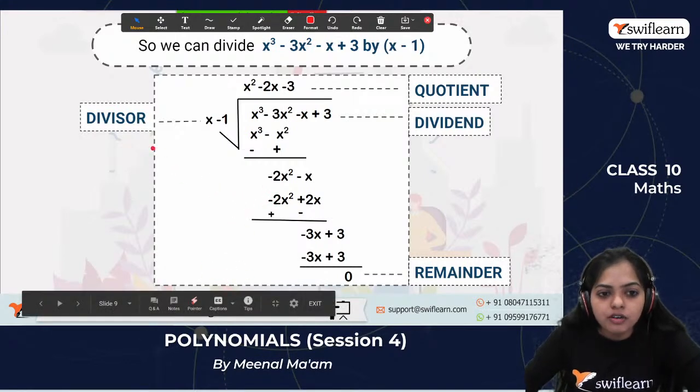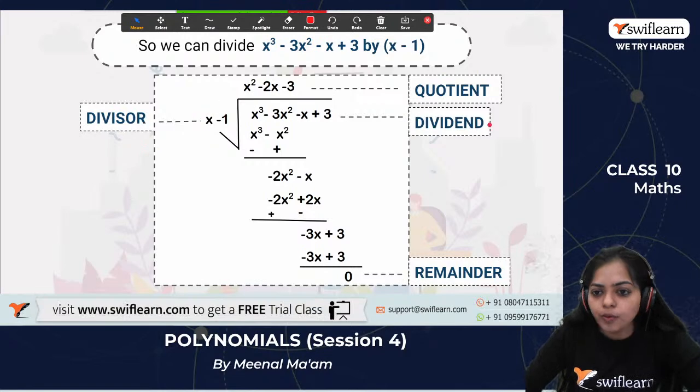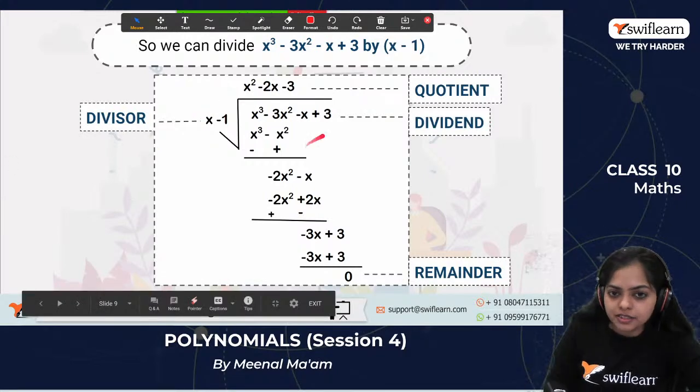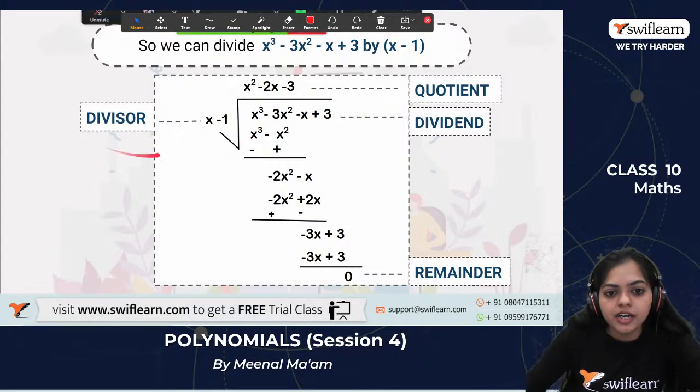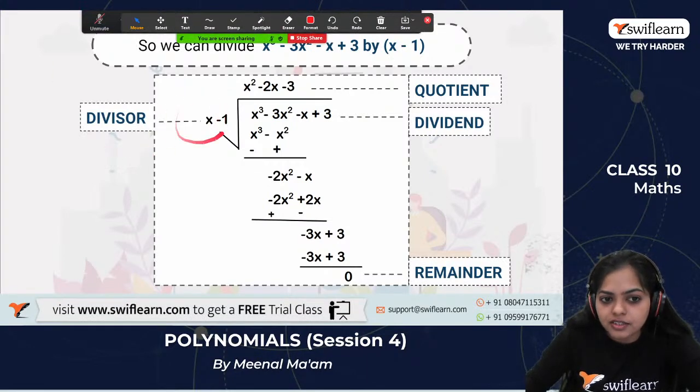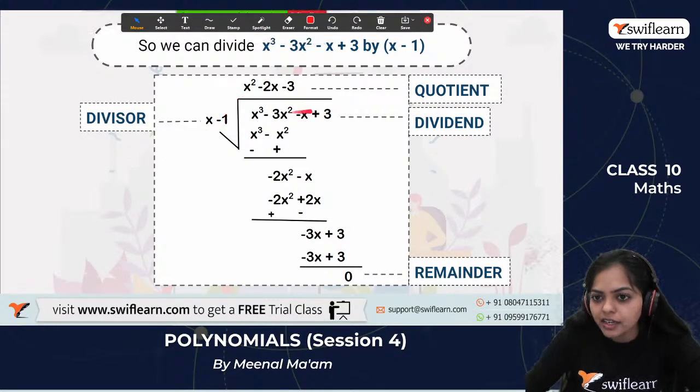So let's move on. First, what's the meaning of divisor, quotient, dividend and remainder? Let's discuss. The quantity by which we have to divide our dividend is known as the divisor. Dividend, the given polynomial, will be the dividend. Quotient is this one, and last is known as the remainder.